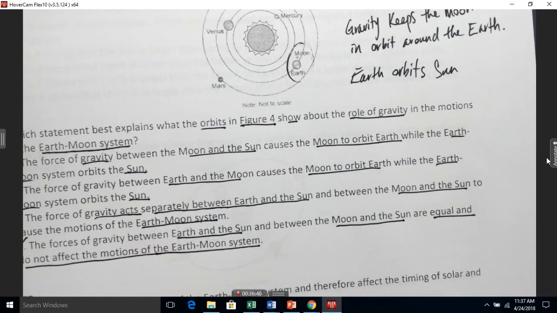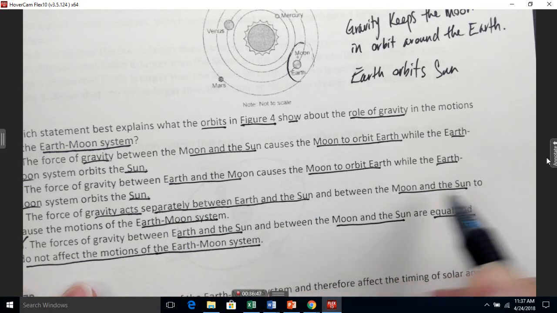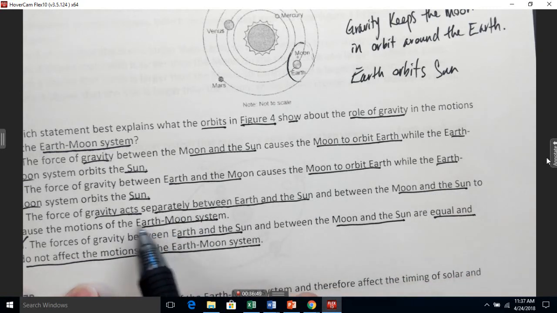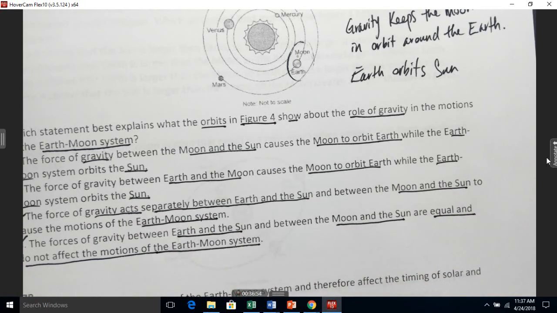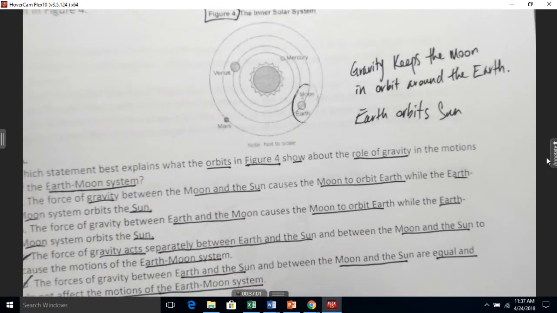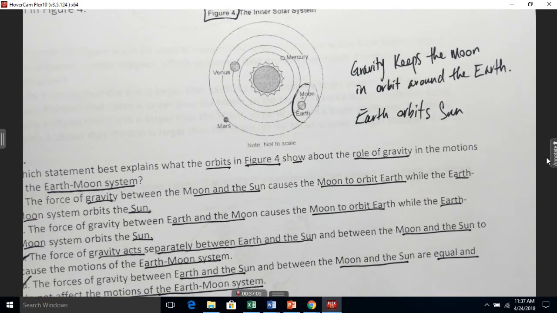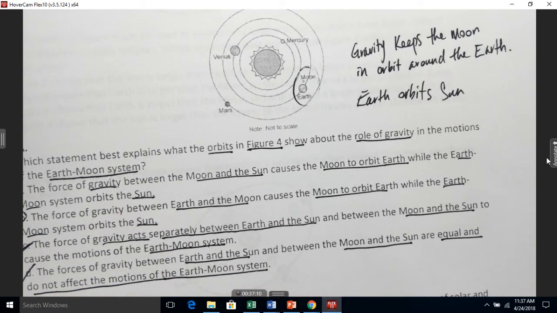What other one's wrong? C. Does gravity act separately between Earth and Sun and between the Moon and the Sun to cause motions? Is that what makes the Earth-Moon system move? No, that's all stupid. They make a stupid question, really. So we said that gravity keeps the Moon in orbit around the Earth. Which one is closest to that? Yes. Who missed it? Who put A? You put A?